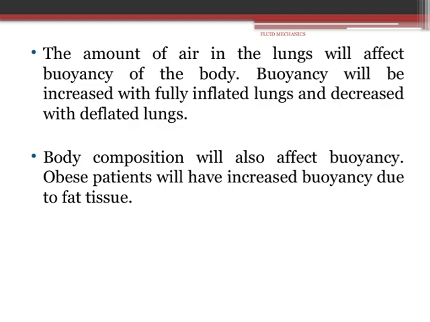Now, aside from lung air volume, body composition is also a key factor. For instance, obese patients tend to have increased buoyancy because fat tissue is less dense than other tissues. This means they naturally float more easily. Understanding these factors is crucial, especially when considering patient positioning and movement in medical or rehabilitation settings.